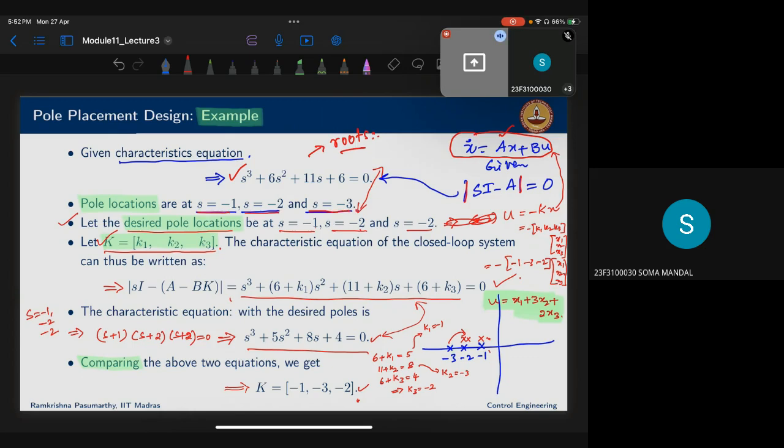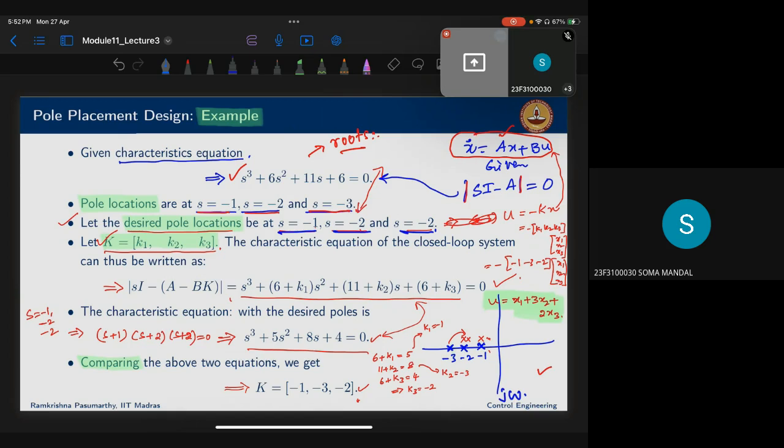Where do those roots exist? All those roots exist on the left hand side. Am I correct? Yes, sir. All those roots exist on the left hand side of the j omega axis. But you want your desired poles to be like this.